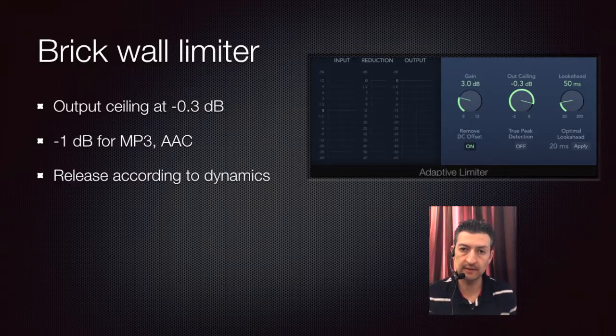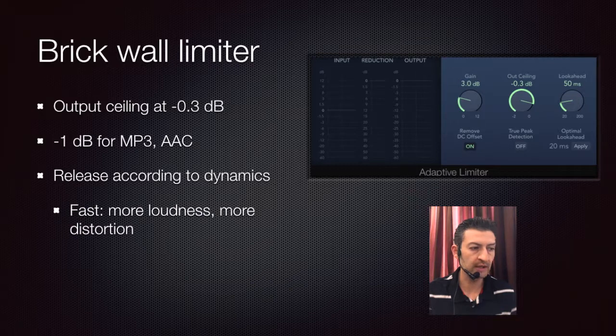The other process that we have to set is the release time. And this has to be done according to the dynamics of the song. So if we want a fast release, we will get more loudness, but we may have more distortion. So we have to be careful about it, very careful in mastering.